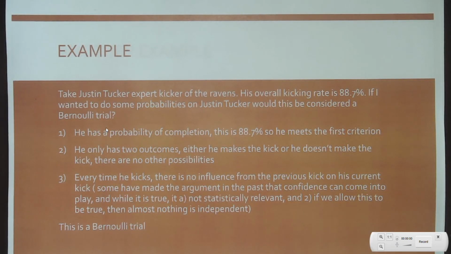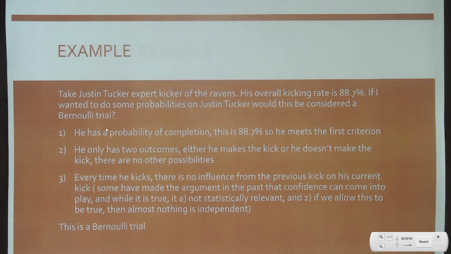Let's take a look at it real fast. Now, for all my Ravens fans out there, I know this is not his actual percentage. I just made it up. Get over it. Take Justin Tucker, expert kicker of the Ravens. His overall kicking rate is 88.7%.